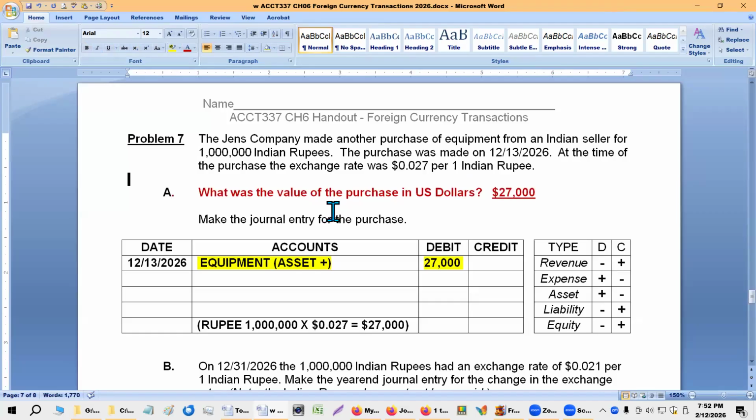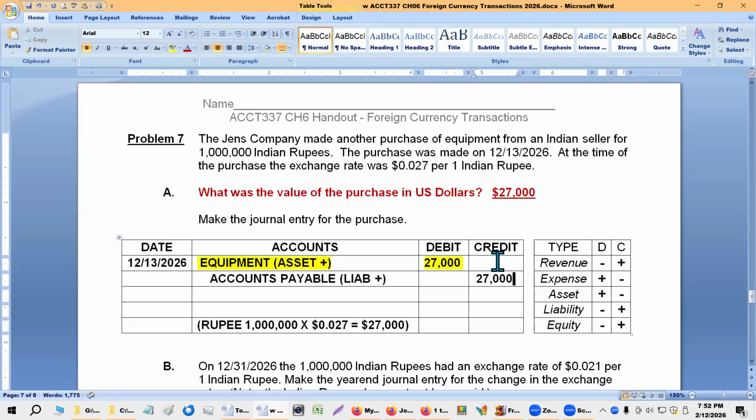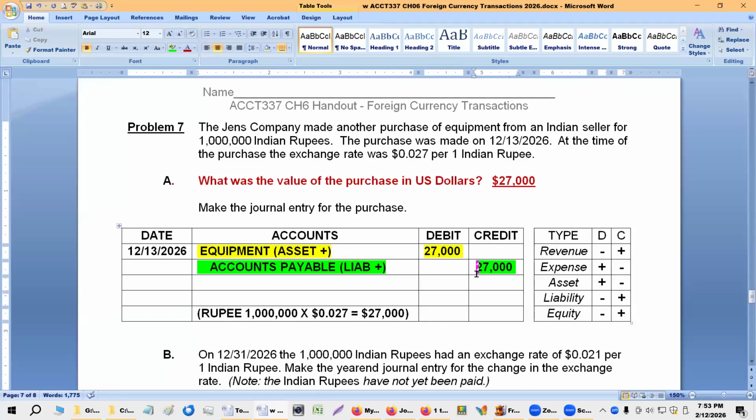Okay, and we also owe them. It's a liability going up. We got more equipment, but we also owe them more money. And I'll make that green just because. Because them's the rules. No, I guess there's no rules on the coloring of it, but let's just say there are.